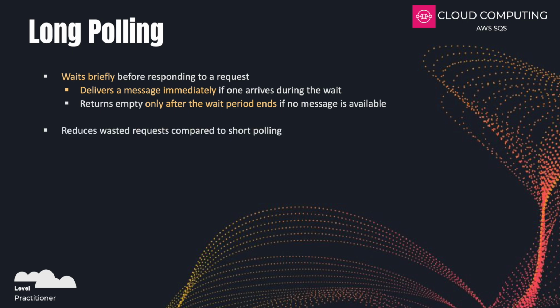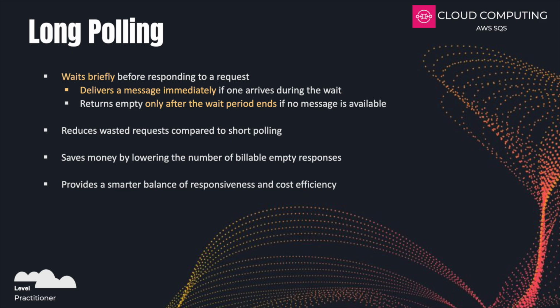The big advantage here is efficiency. Instead of constantly knocking on the door and getting a bunch of empty responses, like with short polling, your application only gets answers when something is truly available or when the wait period ends. This drastically cuts down on wasted requests. And fewer wasted requests mean you're not paying for as many useless calls. You're saving money while also reducing unnecessary traffic between your app and SQS. That's why long polling is usually the smarter option in most real-world scenarios. It balances responsiveness with cost savings.